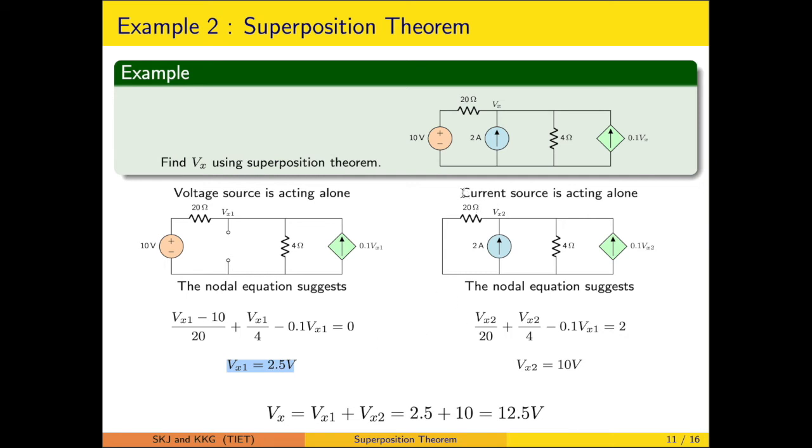When the current source is acting alone, the voltage source is short circuited. Likewise, you write the nodal equation: Vx2 upon 20 minus 2 plus Vx2 upon 4 minus 0.1 Vx2 is equal to 0. So that 2 is taken to the right hand side, and the resulting equation gives Vx2 as 10 volt. Ultimately the superposition is established, which gives 12.5 volt.